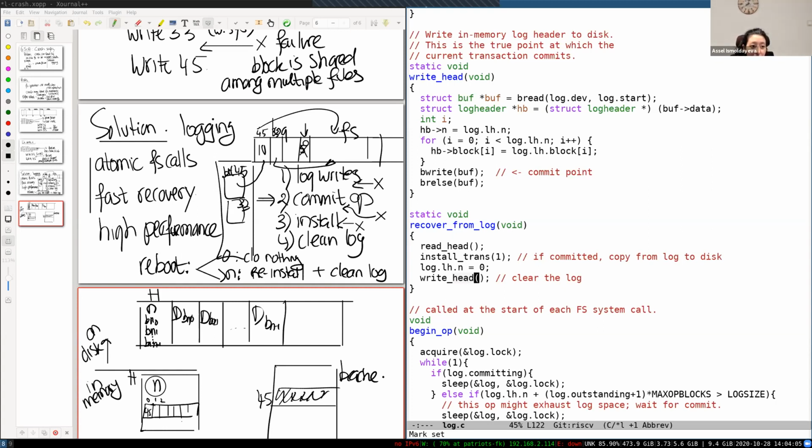It's important to remember that the only thing that survives failures, or is persistent across failures, is the disk, the state on the disk, nothing else.